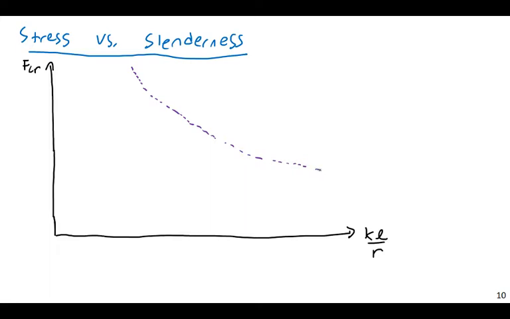We'd have this kind of asymptotic equation here, and this would be Euler. This equation would be F Euler, capital F for stress again. F Euler would be something like pi squared E divided by KL over R squared.